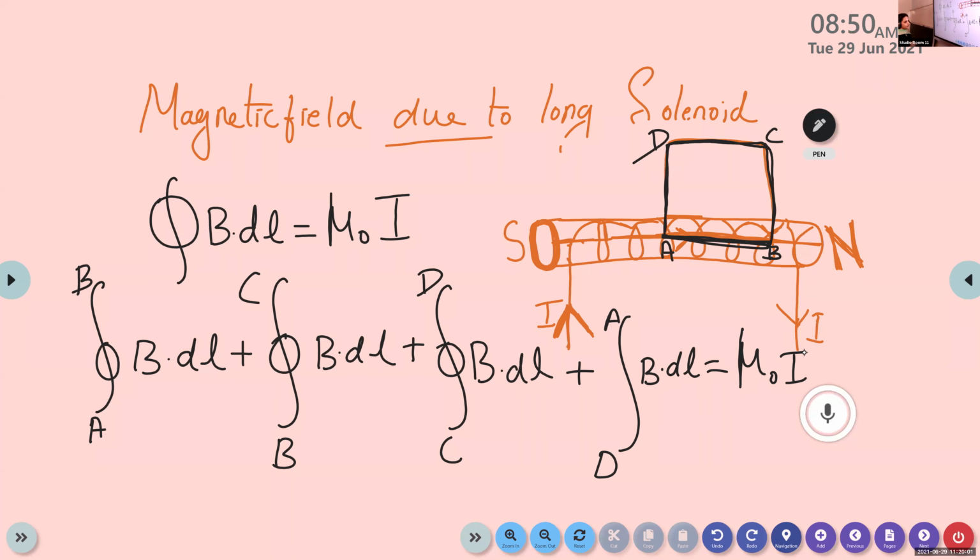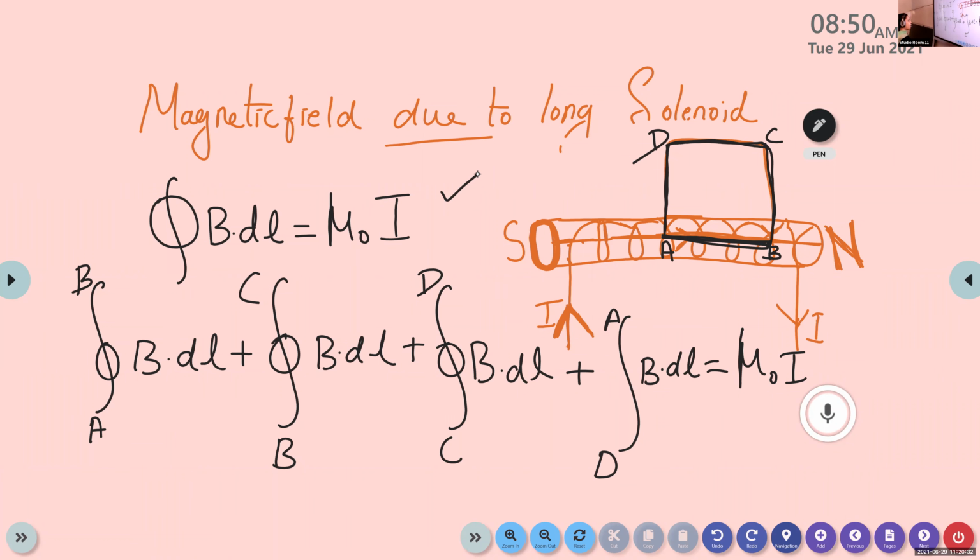So in order to calculate the magnetic field produced by a long solenoid, here we are applying the Ampere circuital law. To apply this law, we consider an Amperian loop in the form of a square, that is ABCD. Then by Ampere circuital law, we have closed integral over B dot dl is equal to mu 0 I. But here we have 4 sides for the square.